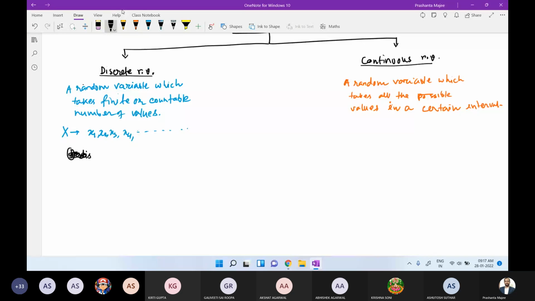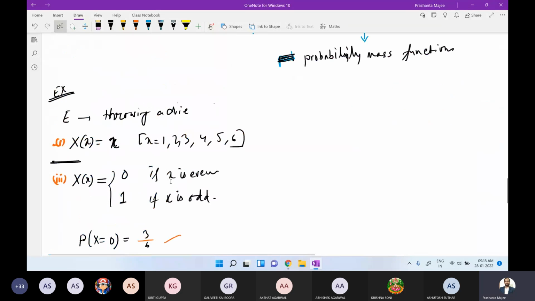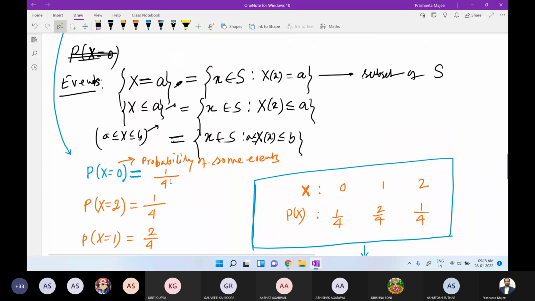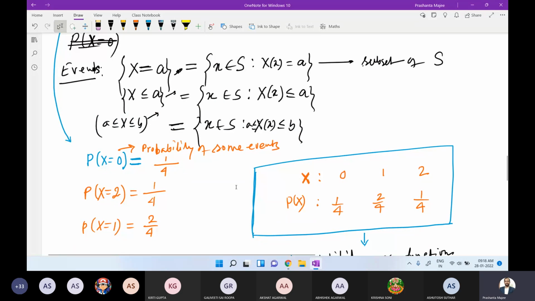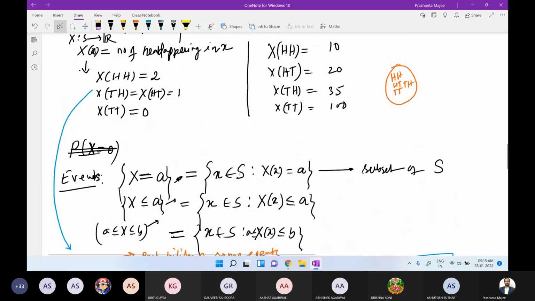So we are going to define certain terminology: expectation or mean, variance and standard deviation for random variables. In the case of a discrete random variable, if you consider the previous example, we are tossing two coins together, and suppose X is the random variable which counts the number of heads in each possible outcome.